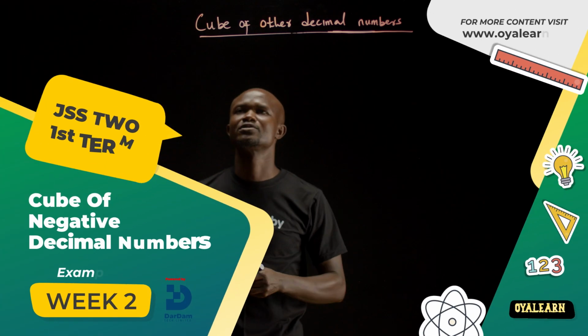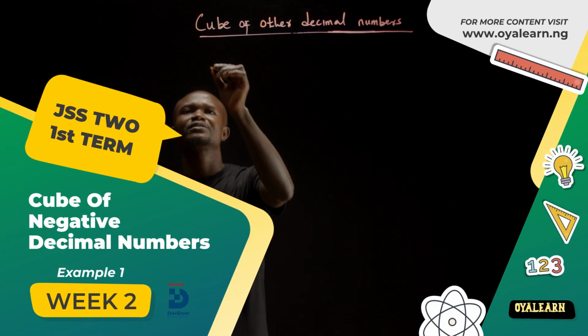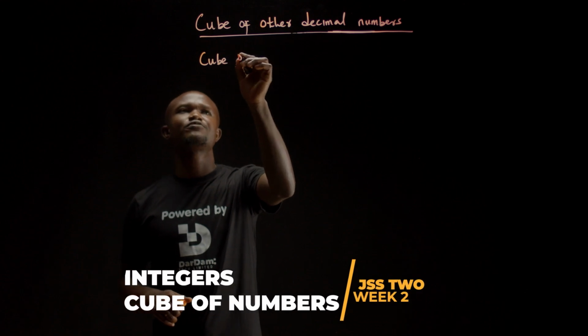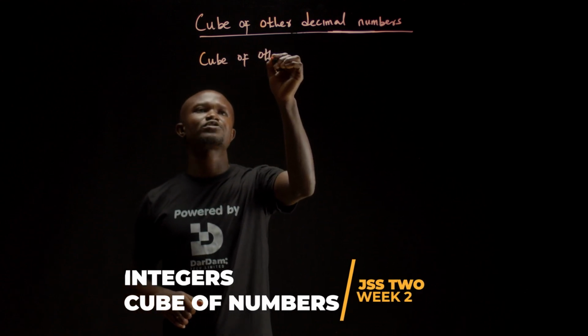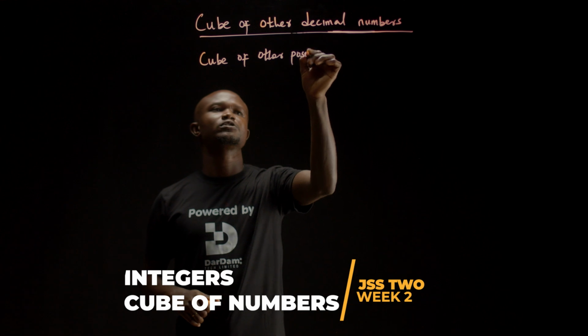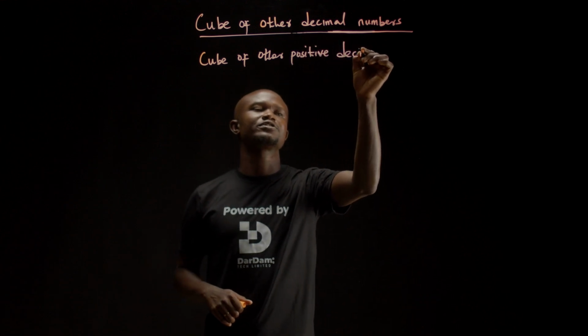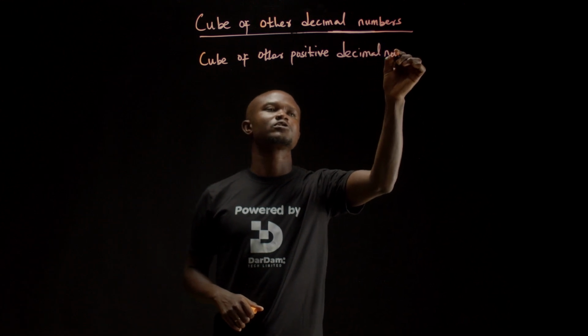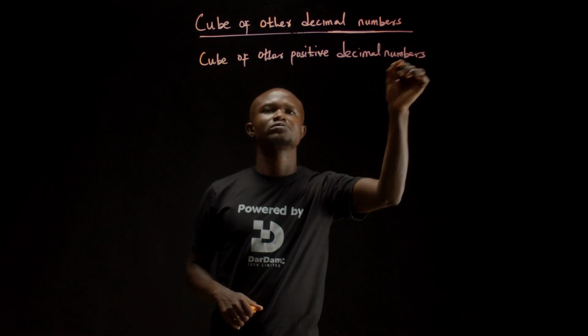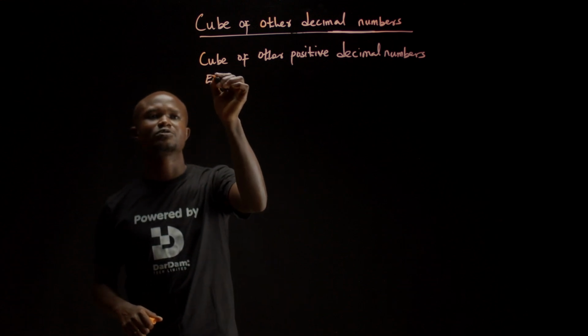Decimal numbers. And the first part is cube of positive decimal numbers. Examples.